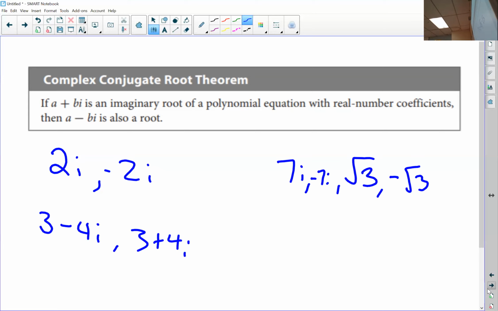Make sense? Even if I had, for example, 3i and 5i. Well, they're 2 i's, they're already together. But what do I also have to have? Negative 3i and negative 5i. They must exist with their partner. Think you got it?